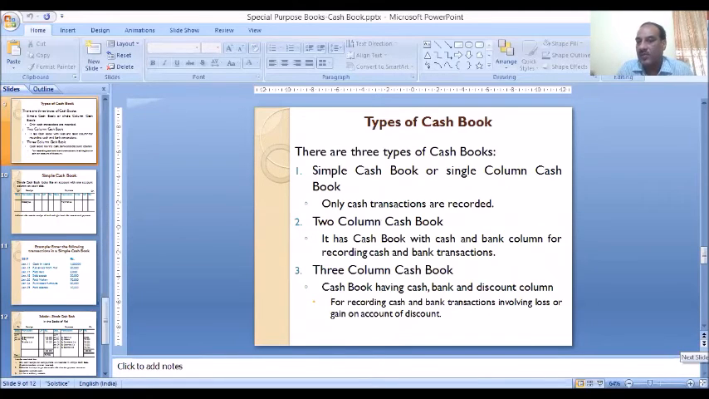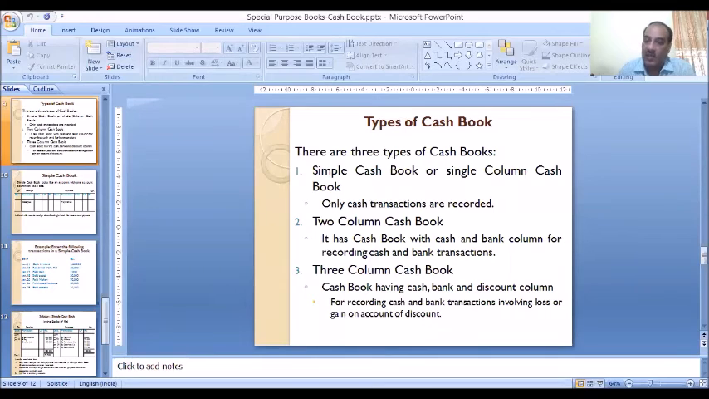So there are three types of cash books. One is the simple cash book or single column cash book. Only cash transactions are recorded in this type. Then there is the two column cash book. While we were discussing bank reconciliation, I mentioned the two column cash book. It has a cash column and a bank column. In the cash column, we record all the transactions of the organization made in cash, and in the bank column all the transactions of the organization with the banks. So it has two columns.